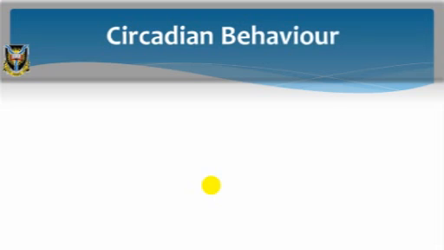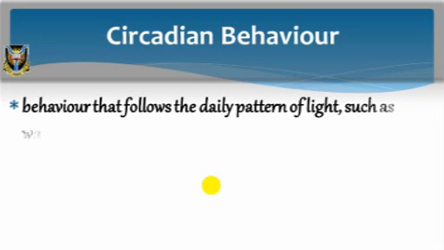Circadian behavior. This is behavior that follows the daily pattern of light, such as waking and sleeping. Berson and colleagues, 2002, found that certain ganglion cells in the retina respond to illumination in just the right way to explain the observed effect of light on behavior. Thus, rods and cones are not the whole story. We have not two but three kinds of cells that transduce light into neural impulses.